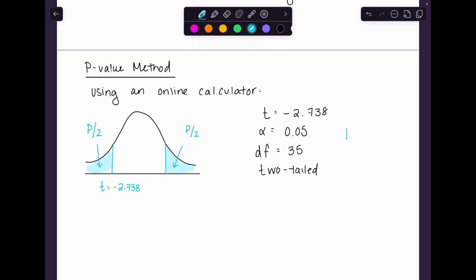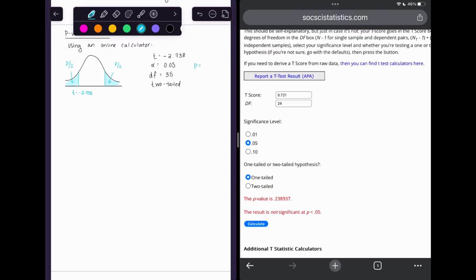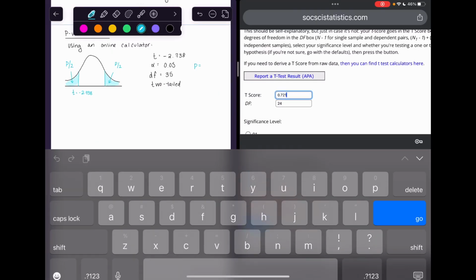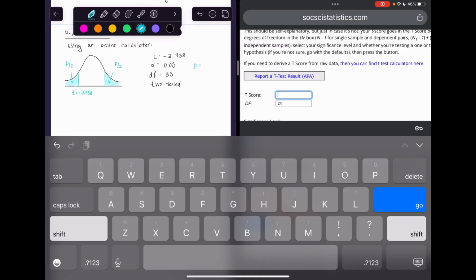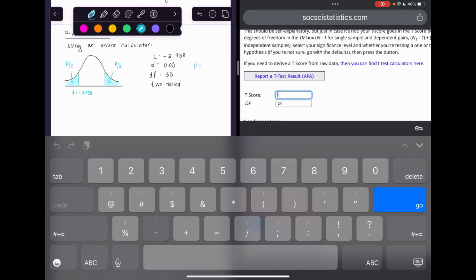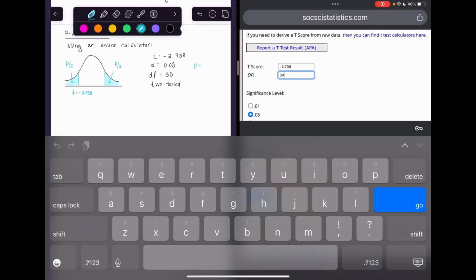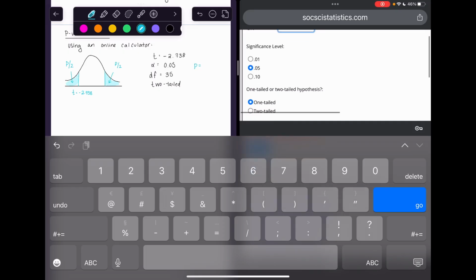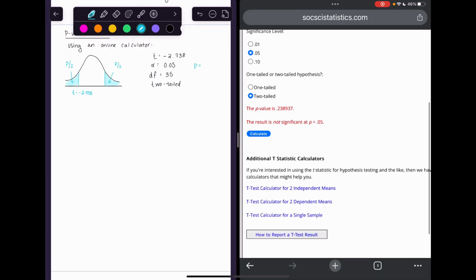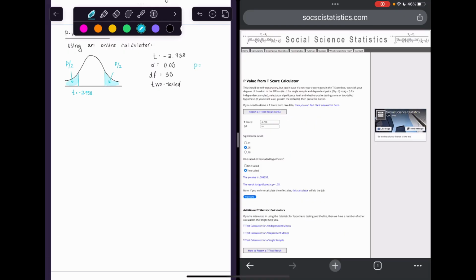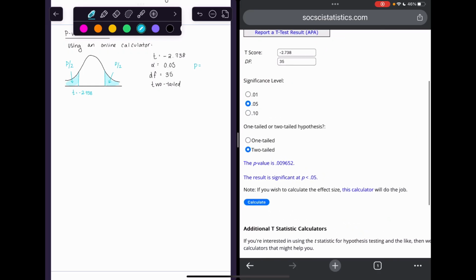So using that online calculator, we're going to find our value of P. So using the same one, I now have to put in my new test score. This is going to be negative 2.738. Our degrees of freedom is 35. We still have a 5% significance, but it is now a two-tailed test. So in this case, our p-value is 0.009625.